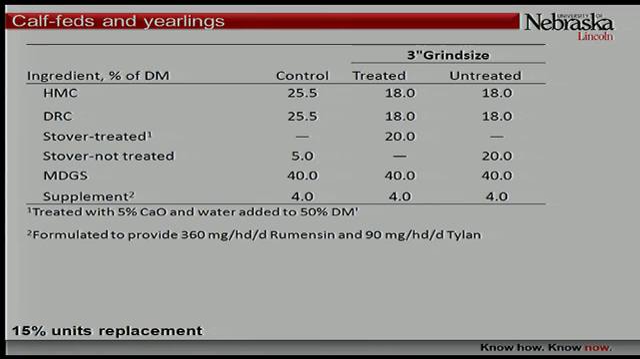But we had a separate set of calves that we made the dietary comparisons similar to what I just presented. Only these just had 3-inch ground treated or untreated stover. Again, a control diet that had a little over 50% corn, equally split by high moisture and dry rolled, and 40% modified in all these diets, 5% roughage, and the control still replacing 15 units of corn with this comparison.